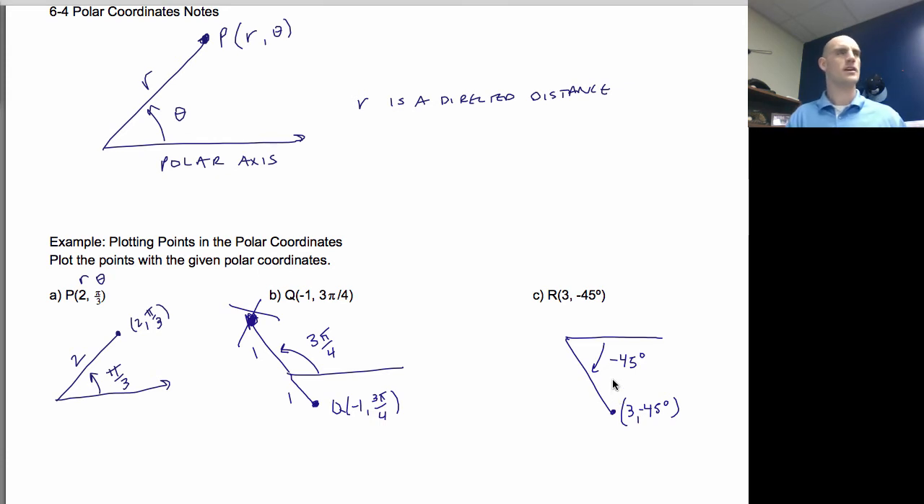Okay, so I hope that makes sense. So negative means you go in the opposite direction of where it's pointing, and if you have a positive, it means it goes in the same direction.